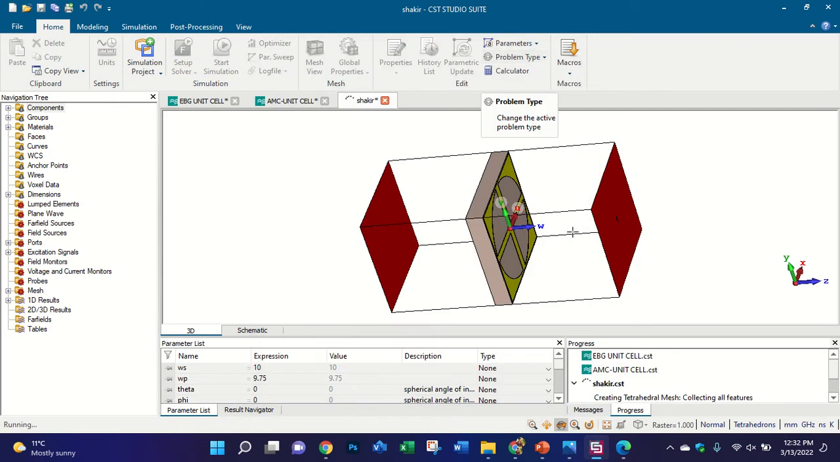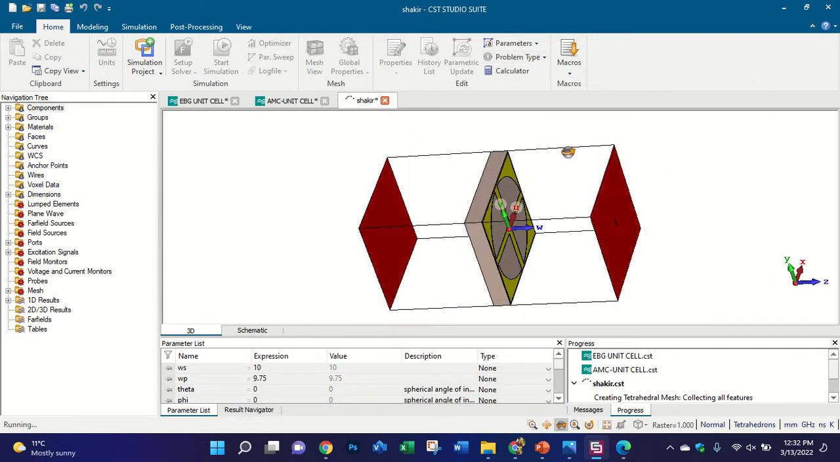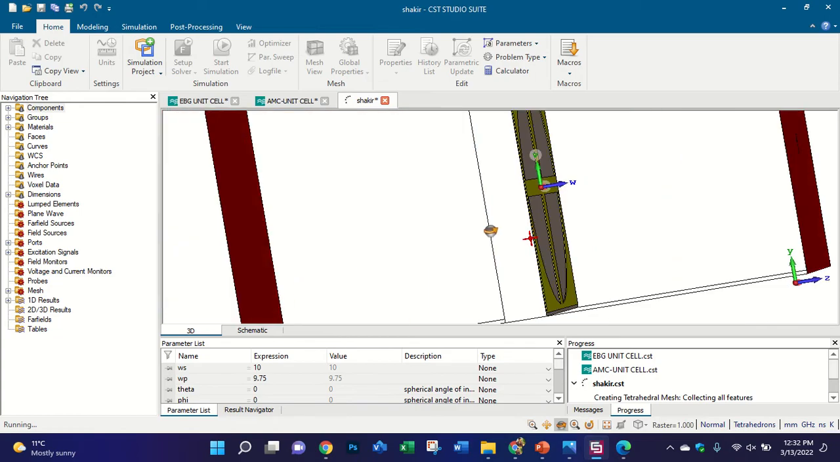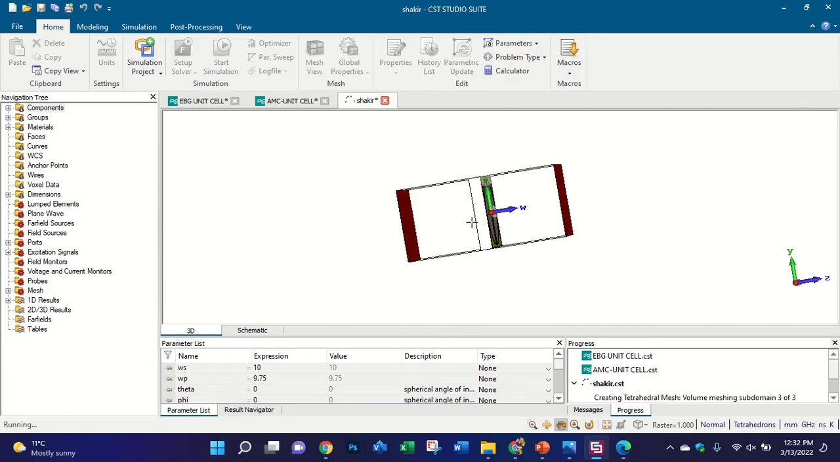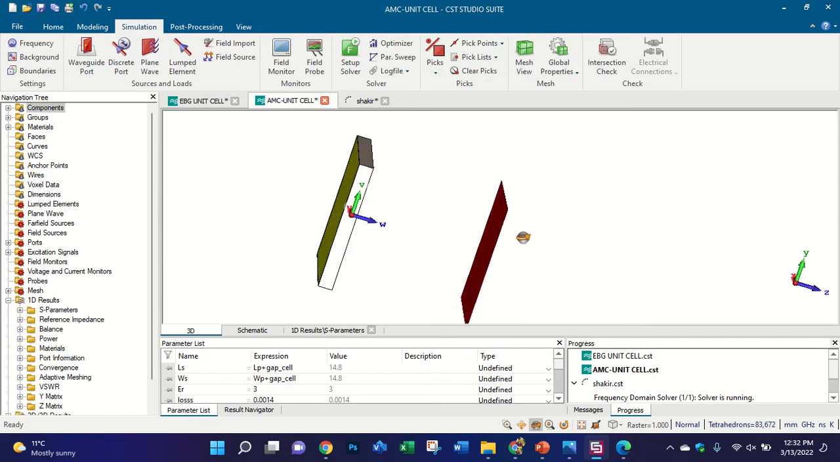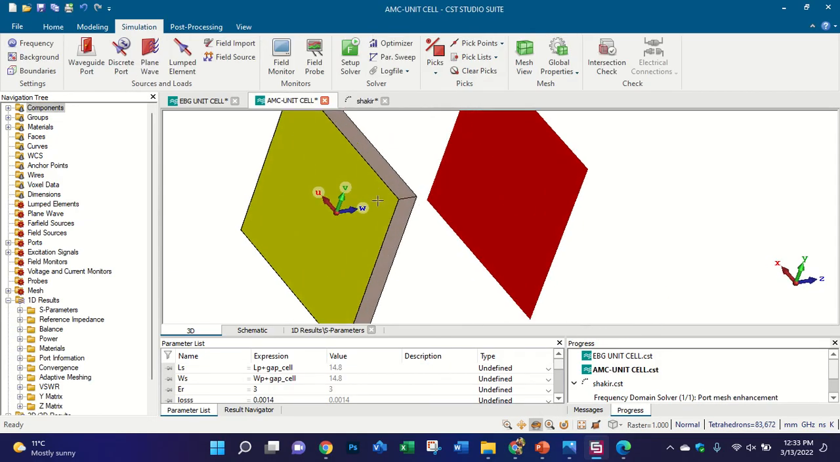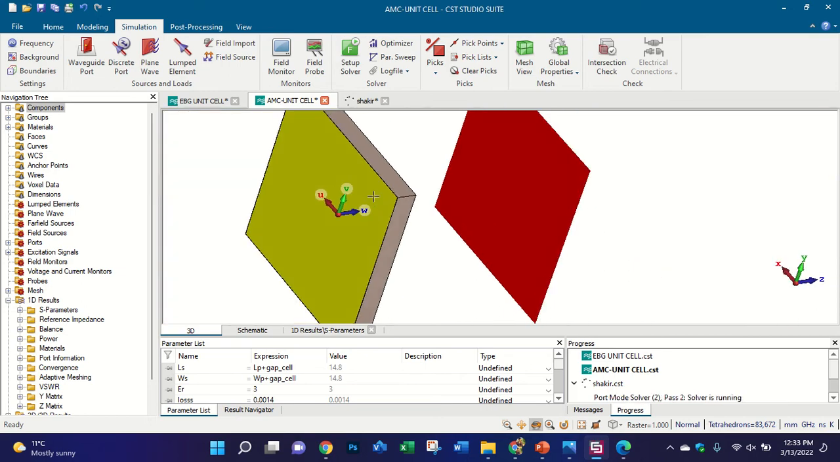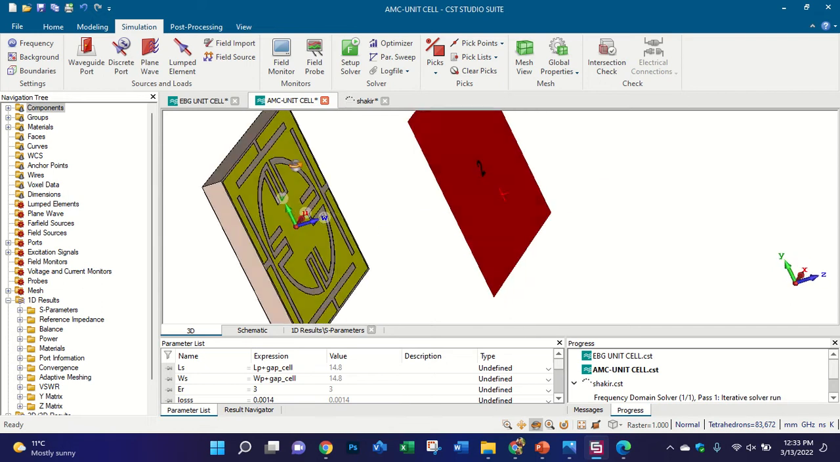Yes, actually this is the EBG unit cell, okay. Let me explain in what case we need a dual port and in what case we need one port. If you notice that there is a ground plane behind the unit cell, you only use one port, okay.